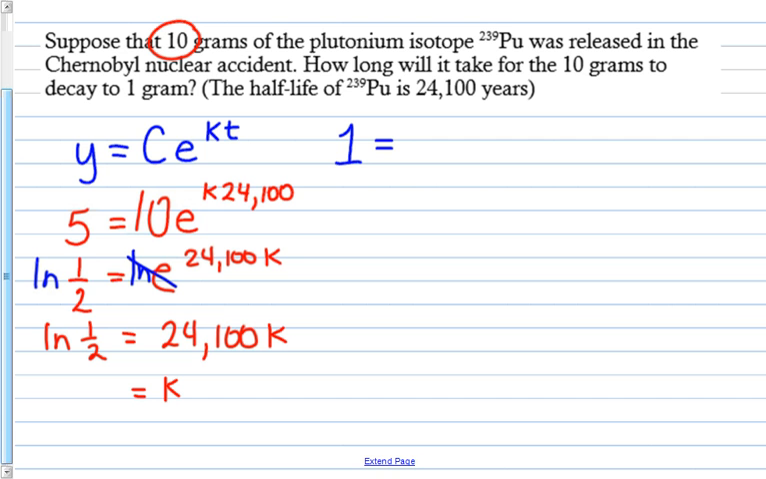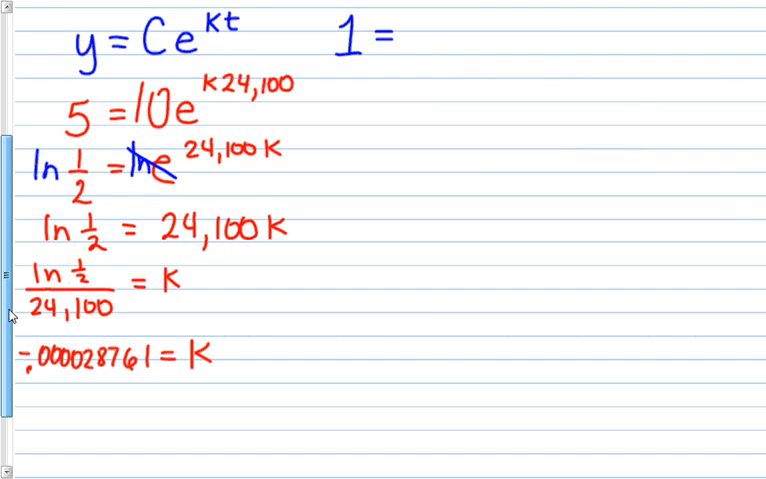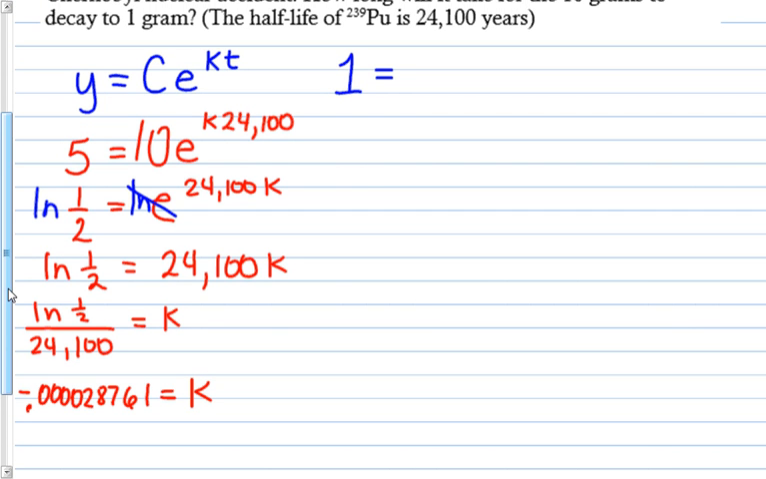And that's calculator time. So I put that in the calculator and look at this lovely number of decay that I got. Negative 0.0000287761. Those are all the numbers I got on the calculator, so I'm using all of them. So there's my k. So now, remember, the whole point of this problem was to figure out when this equation would equal 1. That's why I have that lonely 1 over there.